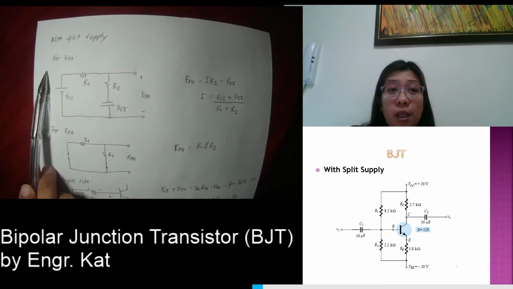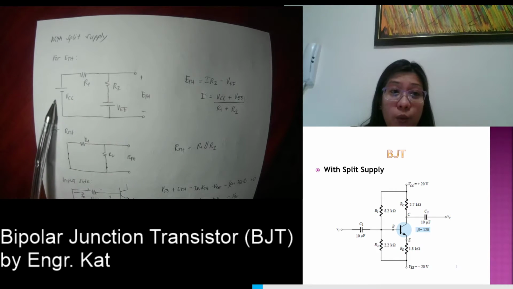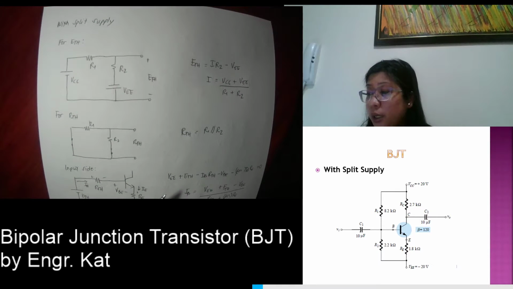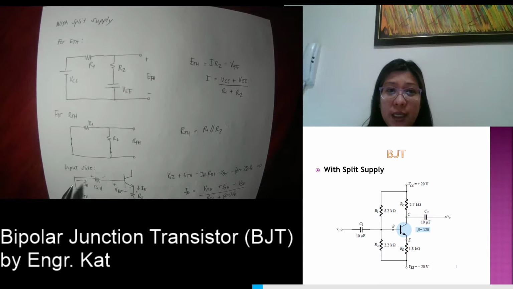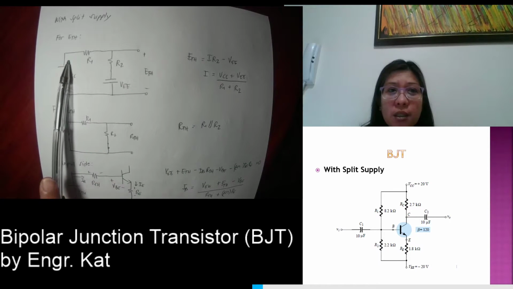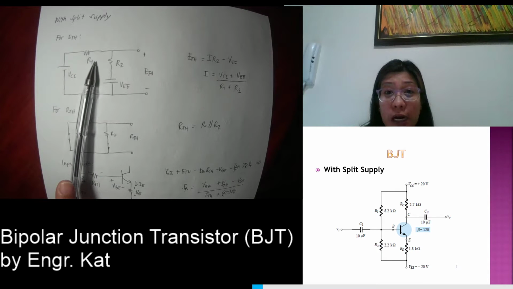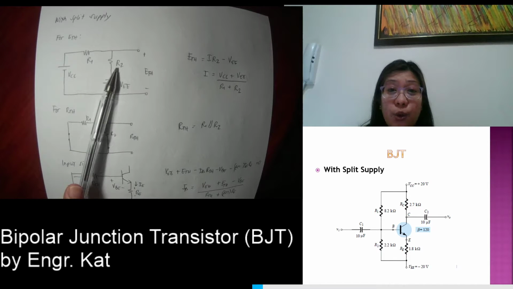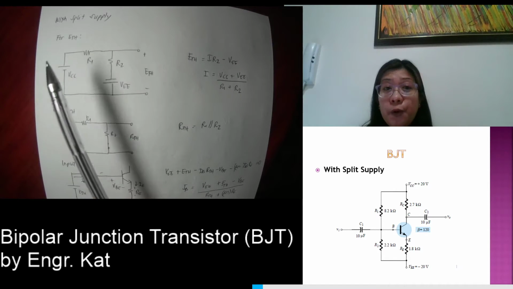That means we need to solve for your ETH and we need to solve for your RTH. For the ETH, as you can see, you have two sources. Okay, so what are your two sources? Your VCC, which is directly connected across your R1, and then your negative VEE, so the negative polarity is connected across your R2.